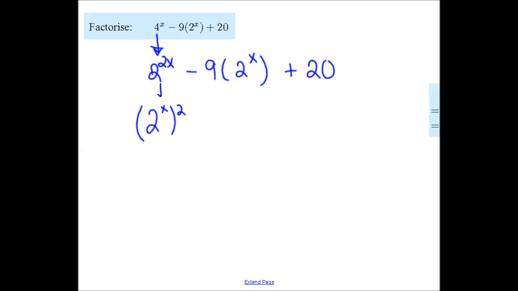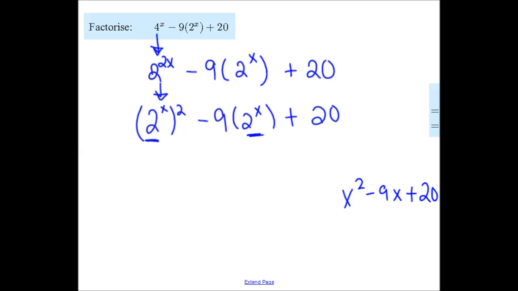We can write this the same way. Minus 9 times 2 to the x plus 20. So instead of having a variable of x, if you can think about it this way, we've got a variable of 2 to the x. It's as if we had x squared minus 9x plus 20. We can definitely factor this.